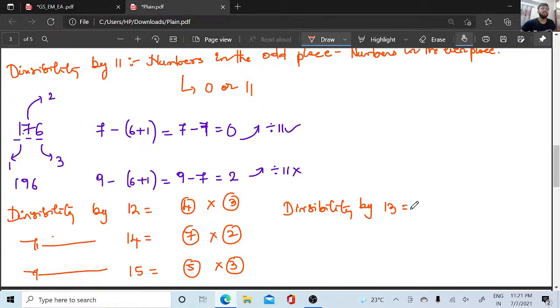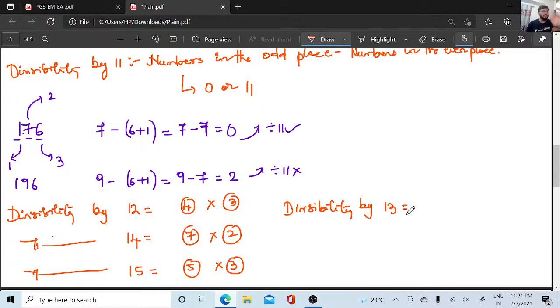Divisibility by 13 is more or less similar to your 7 itself, right? The divisibility rule of 13 is more or less similar to your 7 itself. So how shall we find out whether the given number is divisible by 13 or not? So what do we do, right?